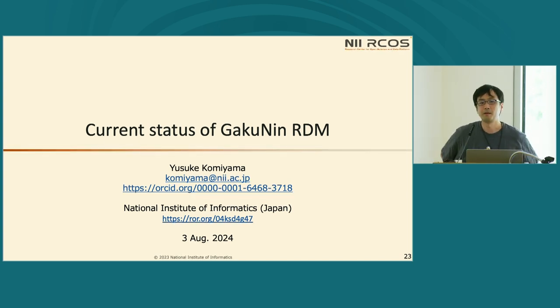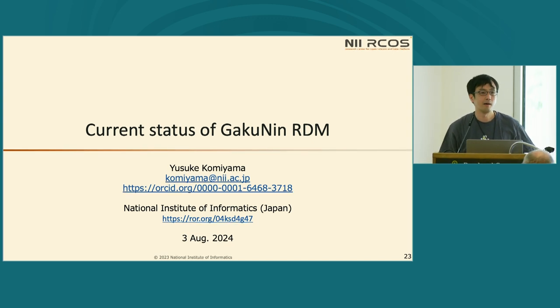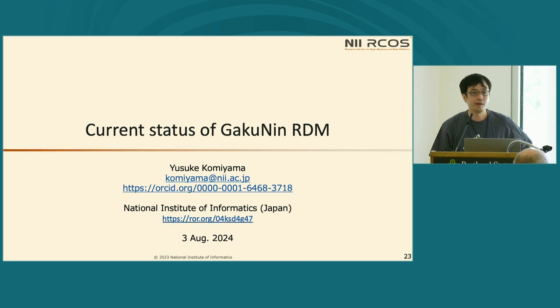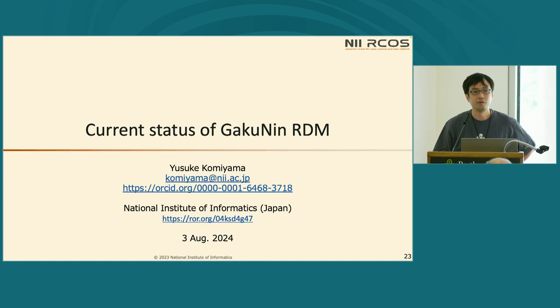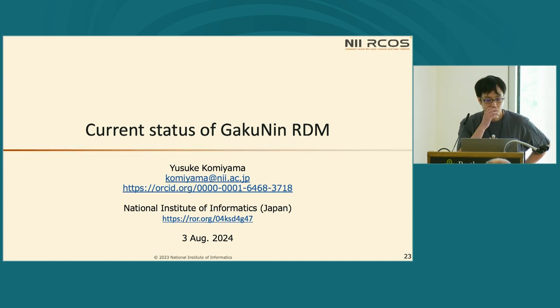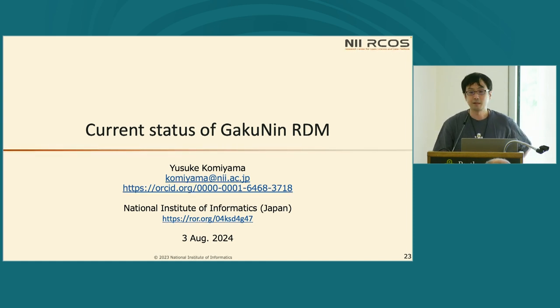Hi. Good morning, everyone. My name is Yusuke Komiyama. I come from National Institute of Informatics, NII, Japan. NII is the Japanese NREN. NREN means National Research and Education Network Organization. So today I talk about the current status of Gakunin RDM. Gakunin RDM is the Japanese research data management platform.